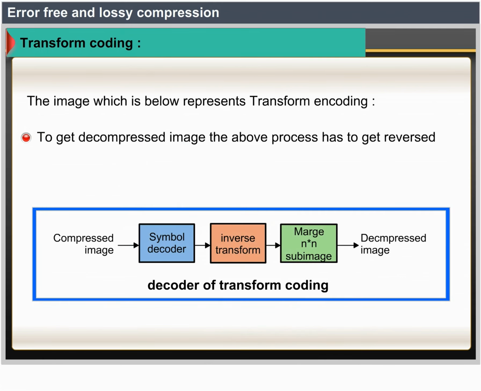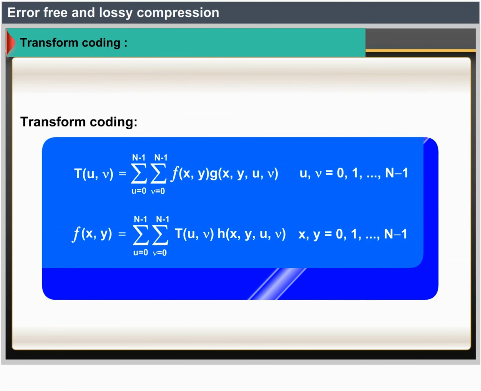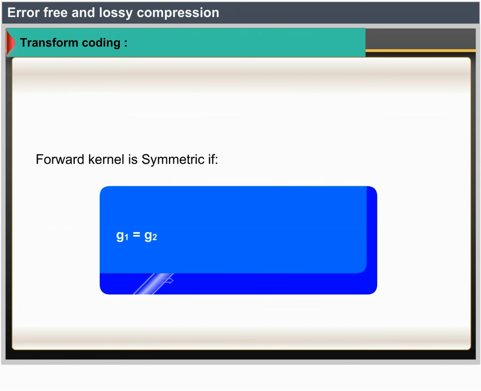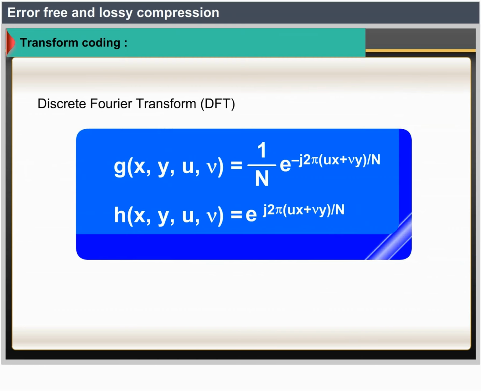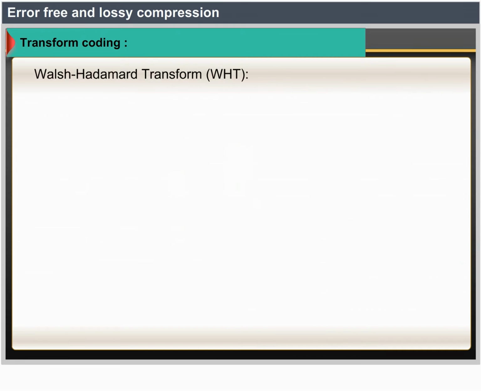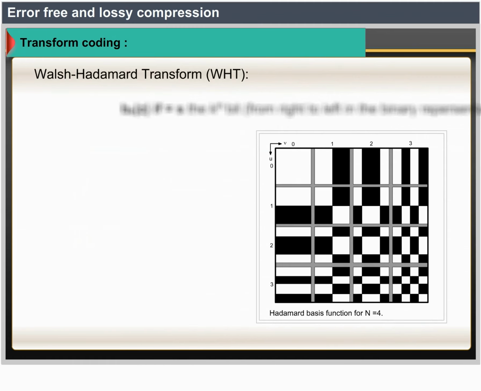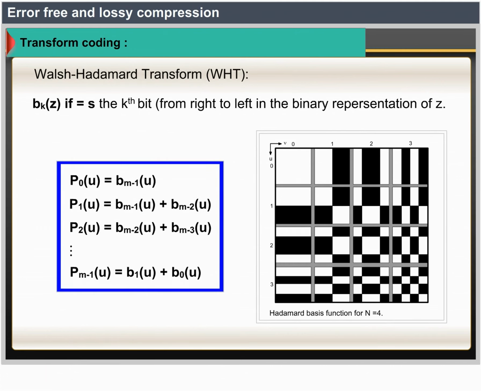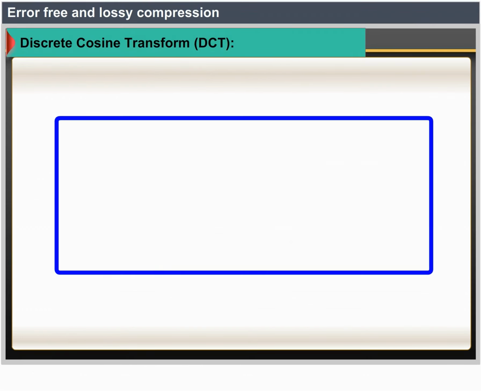The transform coding equations can now be seen. This is now shown for two different cases: forward kernel is separable and forward kernel is symmetric. The discrete Fourier transform (DFT) equations can be seen on screen, followed by the Walsh-Hadamard transform (WHT). The Walsh-Hadamard basis function is also shown in the diagram now. Discrete cosine transformation (DCT) equations follow. The related diagram can now be seen.